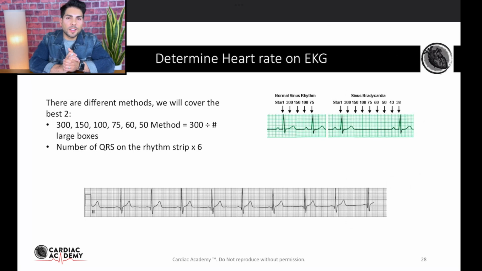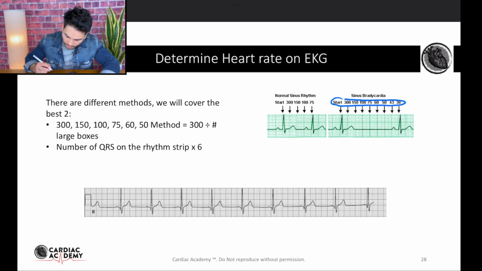Okay, my friends, let's calculate heart rate. So if you search online, you're gonna find multiple ways of doing this. Now, I'm gonna teach you my two favorite ones, okay? So in this first method, you have to memorize these numbers, okay? This one right here, and it's gonna make things easier. So the way to use this first method is you're gonna look for a QRS that falls on a thicker line, and then you're gonna start counting the big boxes in between QRS and QRS, okay? So this one here falls on a big line, and you go like this: 300, 150, 100, 75.